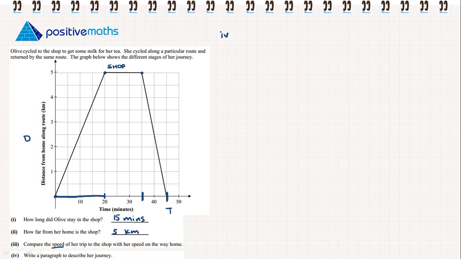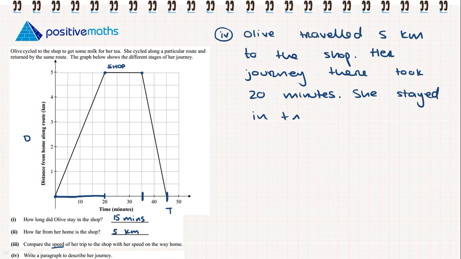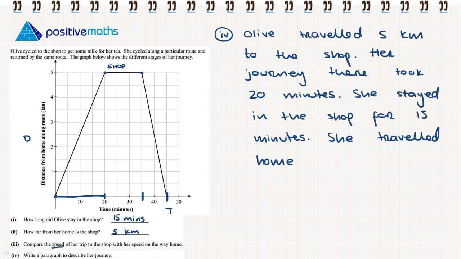And part 4 asks us to write a paragraph to describe her journey. We'll start off by saying Olive travelled 5 kilometers to the shop. Her journey there took 20 minutes. She stayed in the shop for 15 minutes. She travelled home 5 kilometers in 10 minutes.